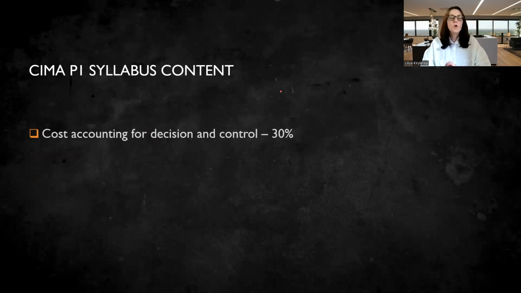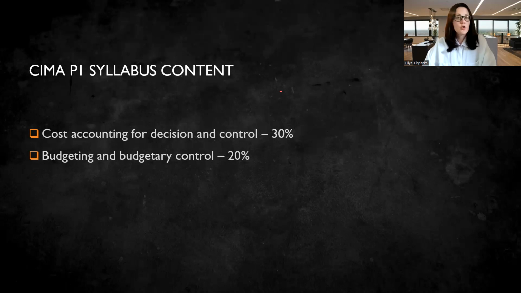As for syllabus content, it consists of cost accounting for decision and control. And here we are going to learn marginal costing, absorption costing, and these are topics that are not understood very well by students. That is because it is most likely that you come from an accounting background. And in here we have quite different logics. So I will help you to grasp that logic and be okay with that.